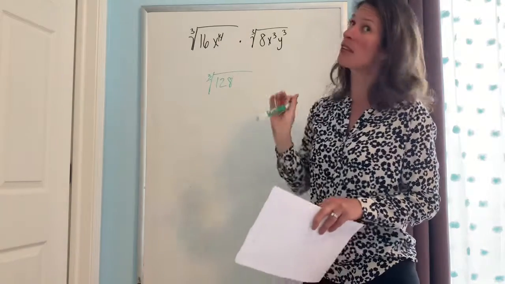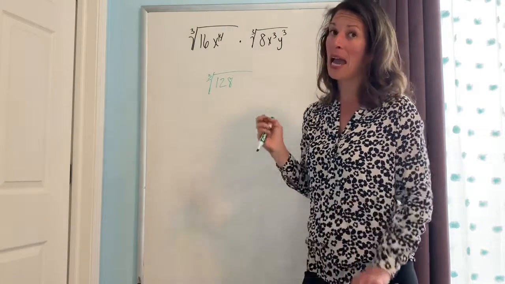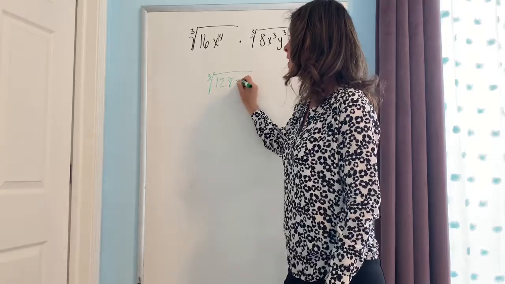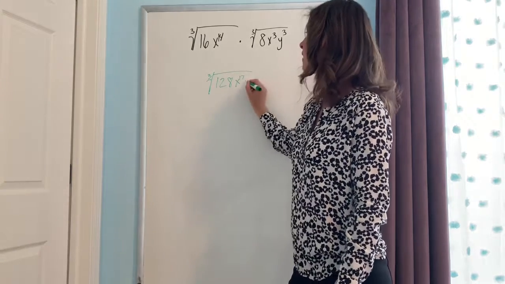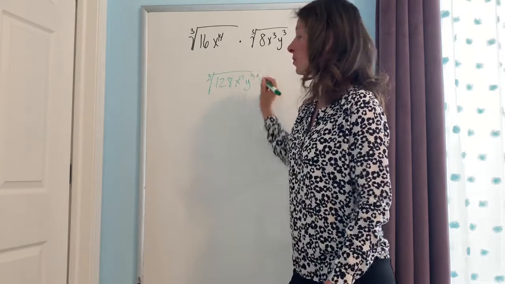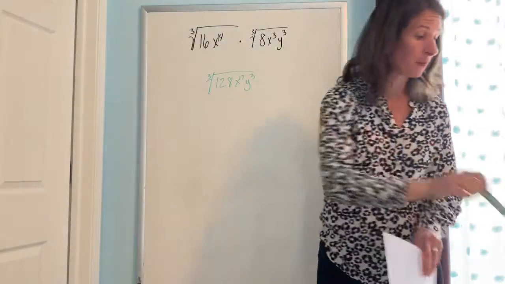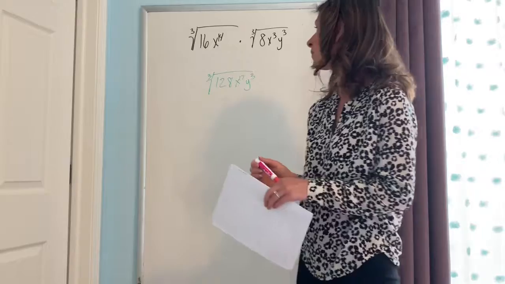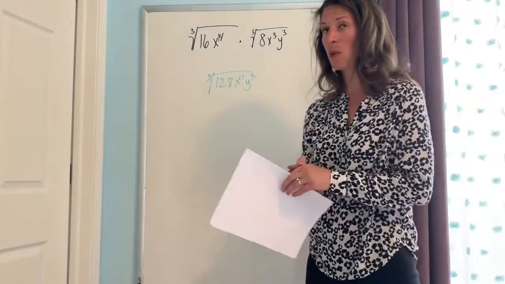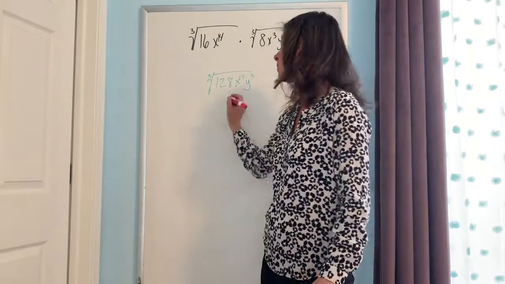x to the 14th times x cubed. Remember, we add our exponents, so it becomes x to the 17th, and then I have y cubed. So now that I've done that, I have to break this down. I have to prime factor. So prime factorization for 128, it's an even number.